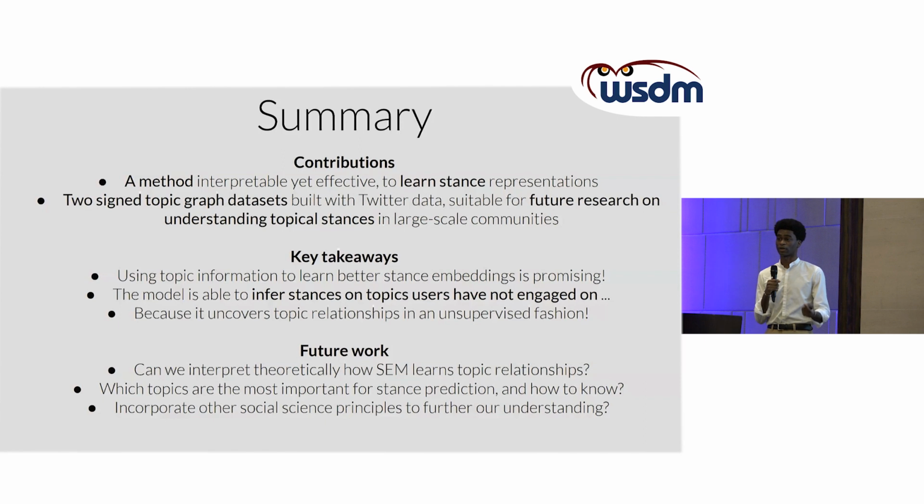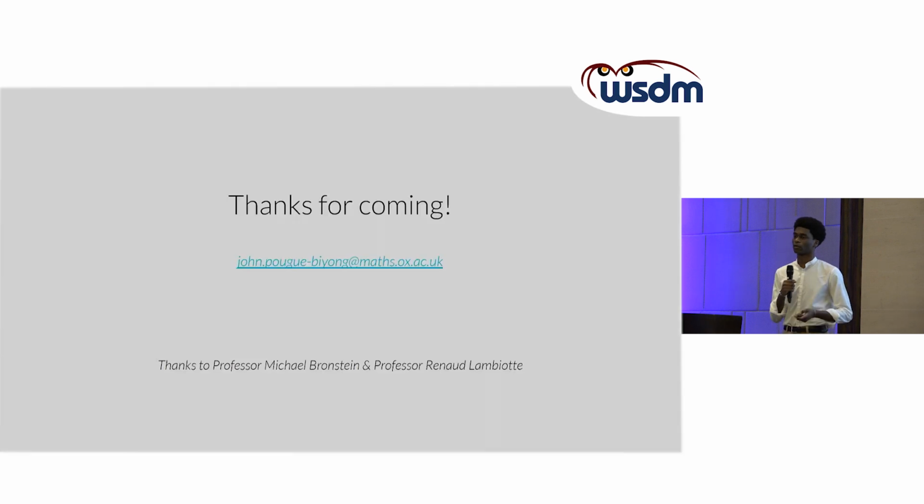Can we interpret theoretically how SEM learns topic embeddings and topic relationships, even though we don't directly tell it to do it? Which topics are more important for stance prediction, and how to actually determine which they are? And are we able to also incorporate other social science theories that could get the model to even better performance? This was my final say, and I thank you for coming and for listening.